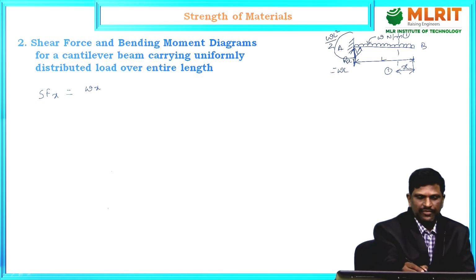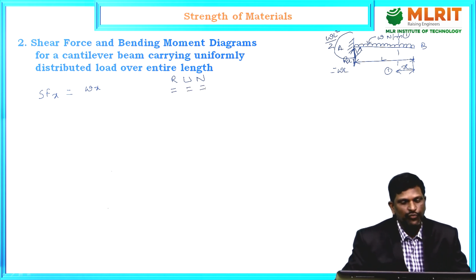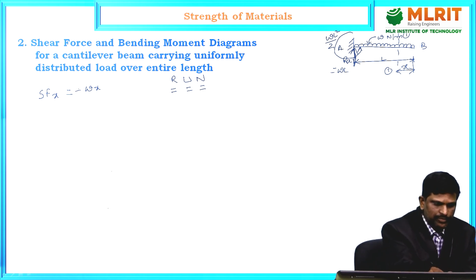Now, the sign convention for shear force: I will take the help of the acronym RUN, right side upward negative, right side downward positive. Here the UDL is acting in the downward direction, therefore its sign convention is positive. Right side upward forces give negative shear force, right side downward forces give positive shear force. So here it is plus.